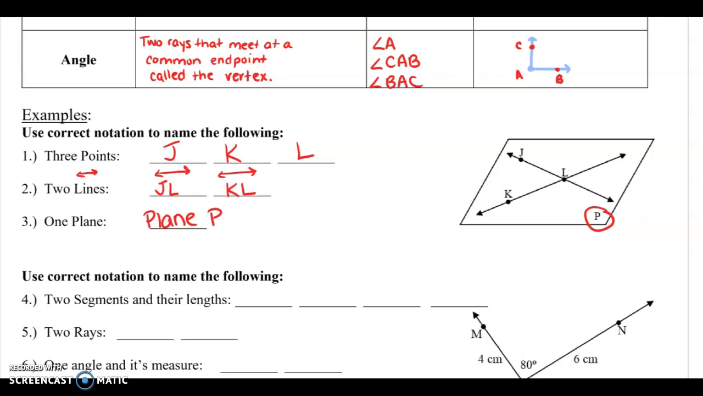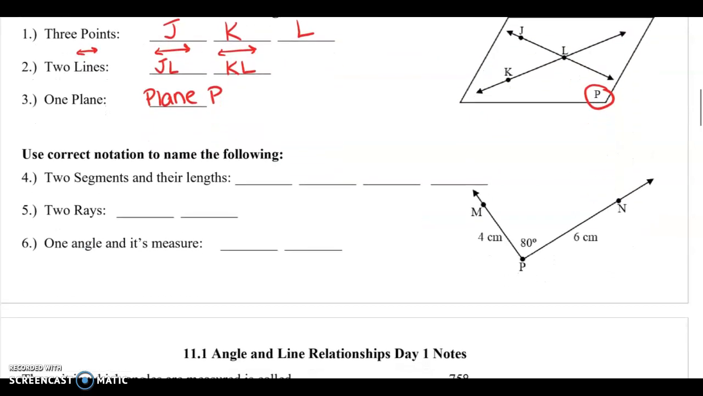All right, looks like I have an angle here, so I'm going to name 2 segments and their lengths. So segments means that I need to have the actual segment line over top. So MP here is a segment, or you could call it PM, and its measurement, which I'm going to write next to it, is 4 centimeters. And then I also have another one here, P to N, or you could have done NP, it doesn't matter the order, and that is 6 centimeters.